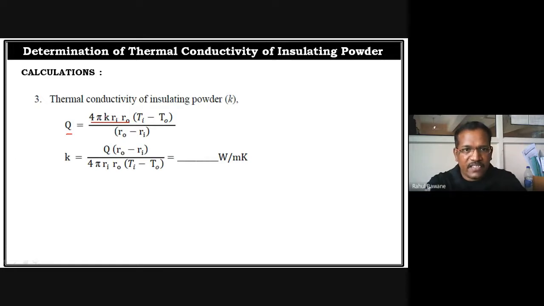But we are interested in finding the value of k, the thermal conductivity, so we shift all other parameters. So k is equal to Q, which is already known by multiplying voltage and current, times (Ro minus Ri). It is given; we just have to change the unit. If it is given in mm or centimeters, we have to convert into meters. Divided by 4 pi Ri multiplied by Ro multiplied by (Ti, the average temperature of the inner sphere, minus To, the average temperature of the outer sphere). Whatever value we get is the thermal conductivity of that asbestos powder.